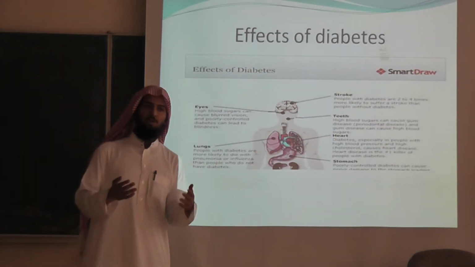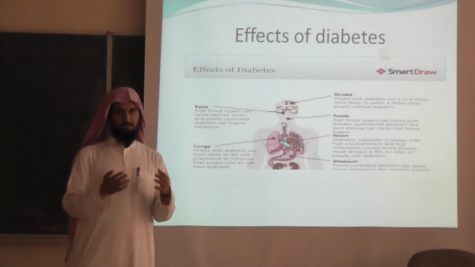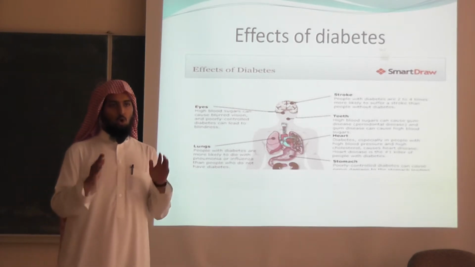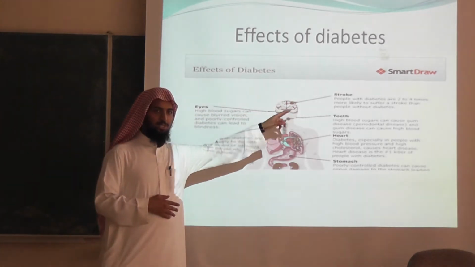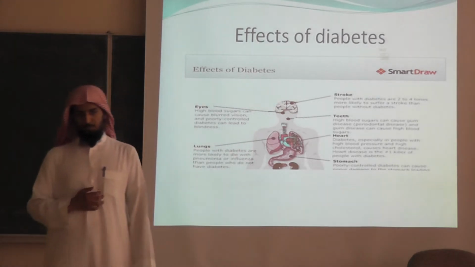Now let us talk about the possible effects of diabetes. Well, since the blood having a high level of sugar is circulating through all the body, parts will be damaged, including stroke, as you can see, heart, eyes, lungs, kidneys, and so on.